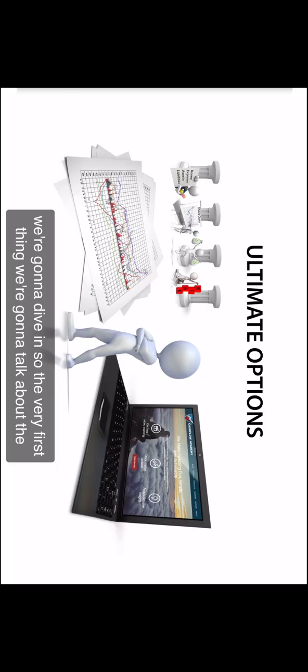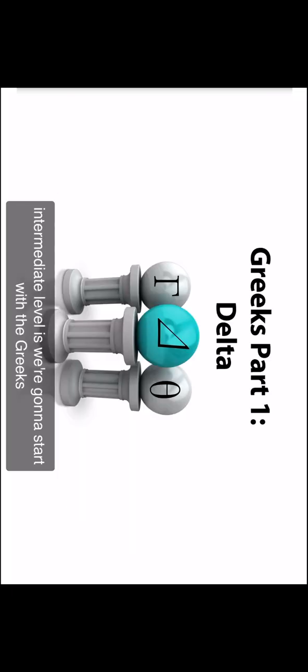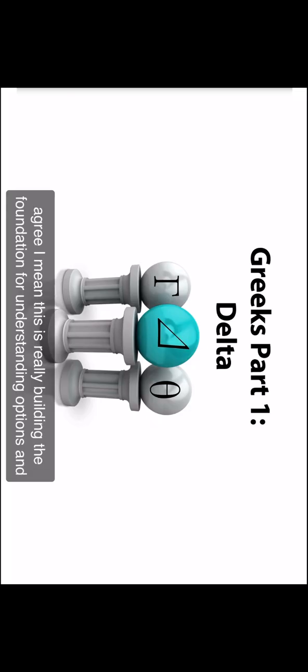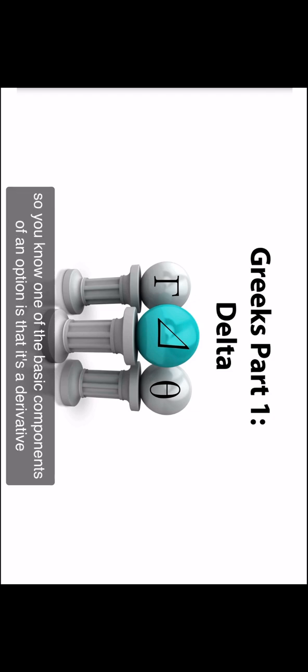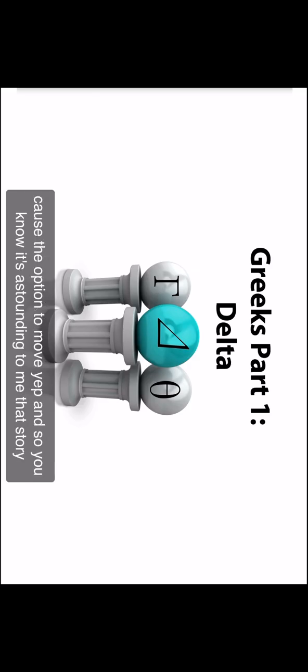So the very first thing we're going to talk about at the intermediate level is the Greeks. In fact, it's essential we start with the Greeks. And the first Greek we're going to talk about is delta. Go ahead, Corey. Yeah, I have to agree. This is really building the foundation for understanding options. One of the basic components of an option is that it's a derivative. So it is not the stock, but the stock movement is going to cause the option to move.